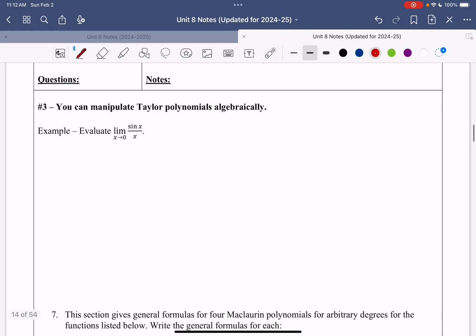We're going to look at our third thing that we can do. We can also manipulate Taylor polynomials algebraically. The reason that we can do this is that it can help us build up to something that we want to evaluate. So in this example, we're going to evaluate the limit as x approaches 0 of sine x over x. Hopefully, looking at what this problem is asking us to do, you should be thinking, well, I actually already know the answer to this.